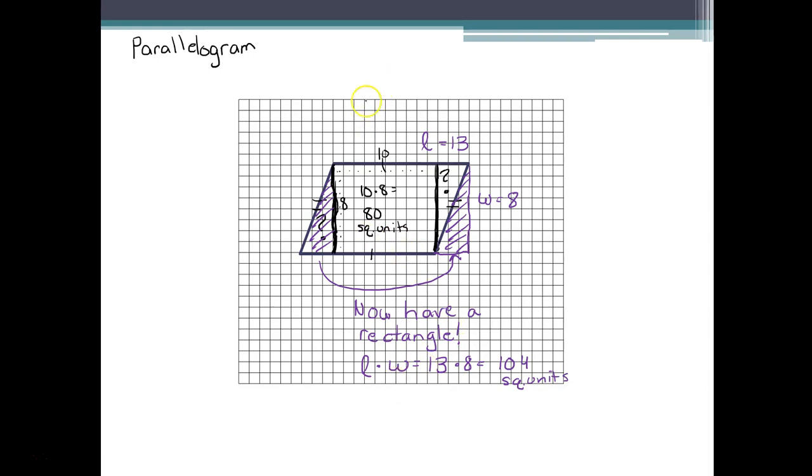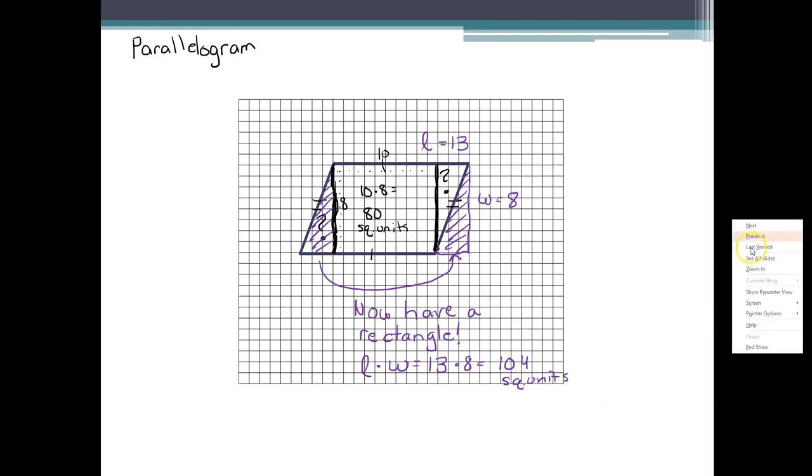So we've got the 80 square units from this part, and it turns out that the two triangles together make up 24 square units. Which makes sense because you've got now this rectangle here, 3 by 8, 3 times 8 is 24. So this rectangle is 24 square units plus this 80 square units here gives us the 104 square units.